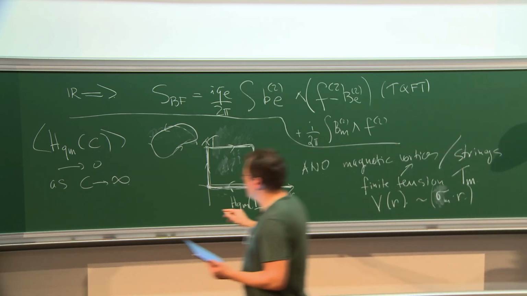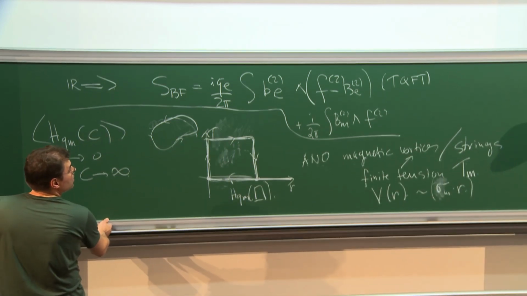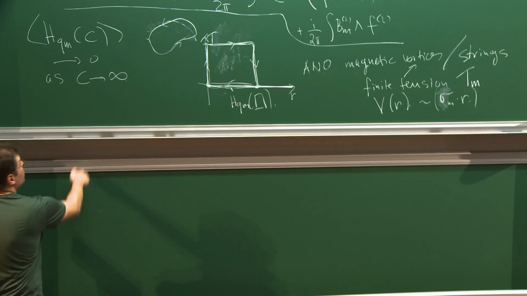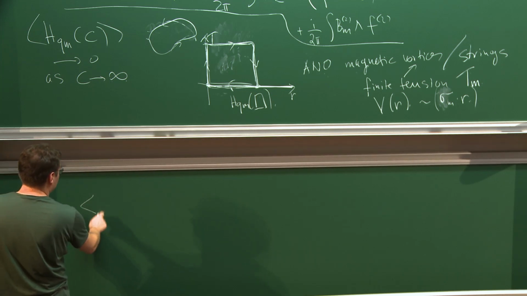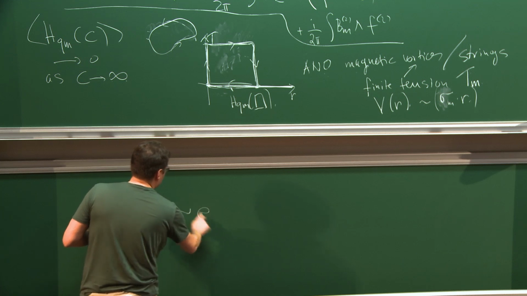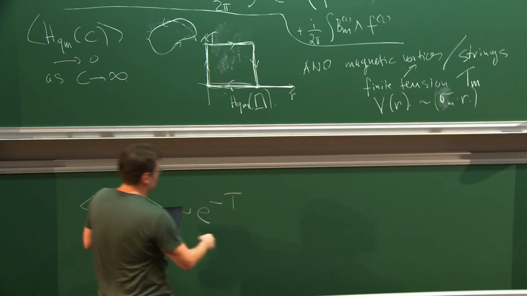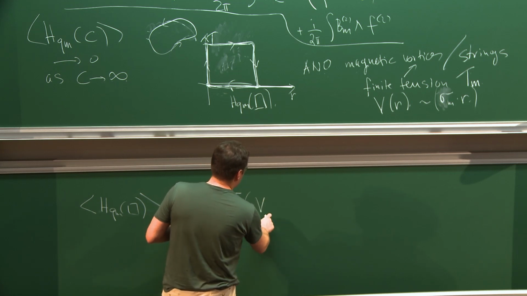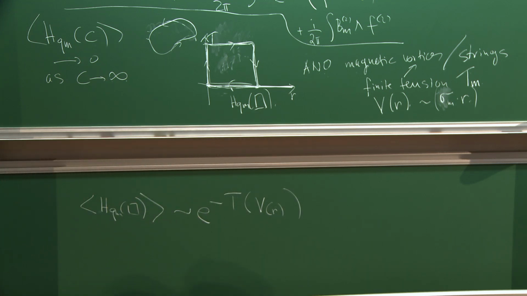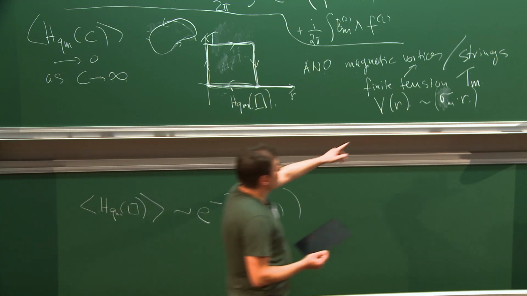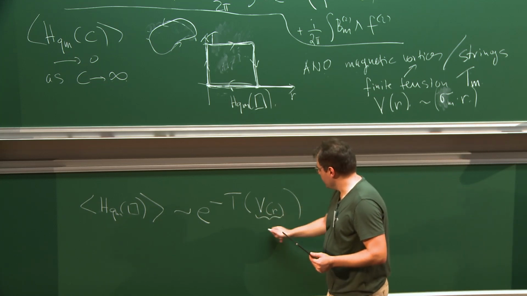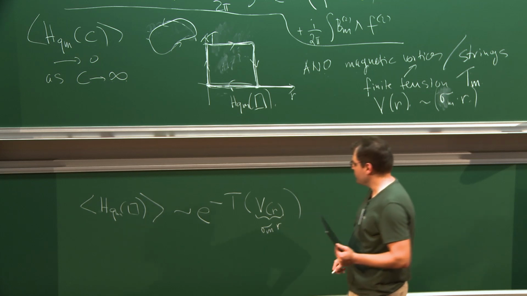OK, great. Now let's plug this into our formula for the large loop. Remember that the expectation value of the large rectangular loop scales like e to the minus t, where t is the time axis of the loop, times the scalar potential as a function of r. Here I'm neglecting the additive constant. Very good. So if we act with the Wilson line of magnetic charge m, or Qm, then this will create a string of the corresponding tension.